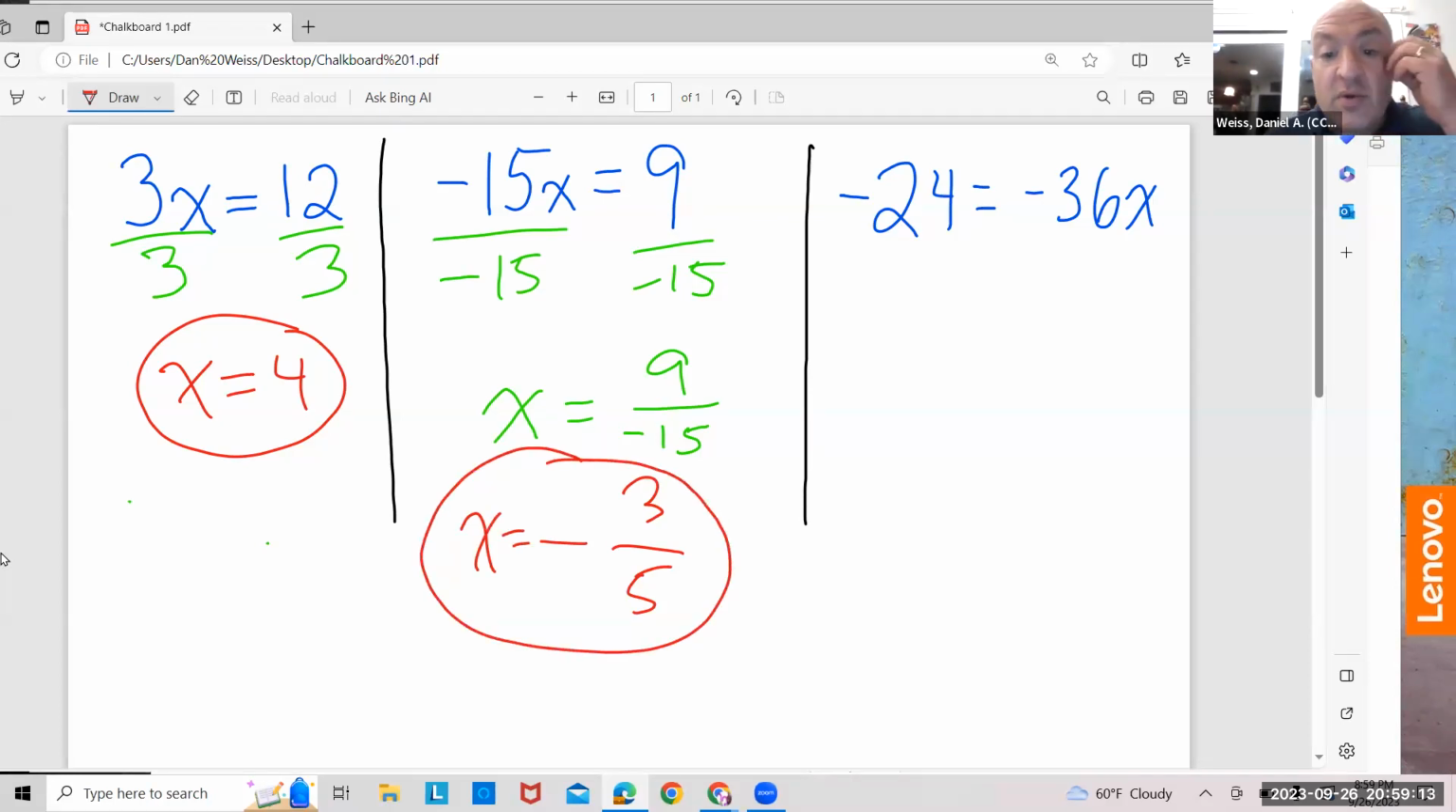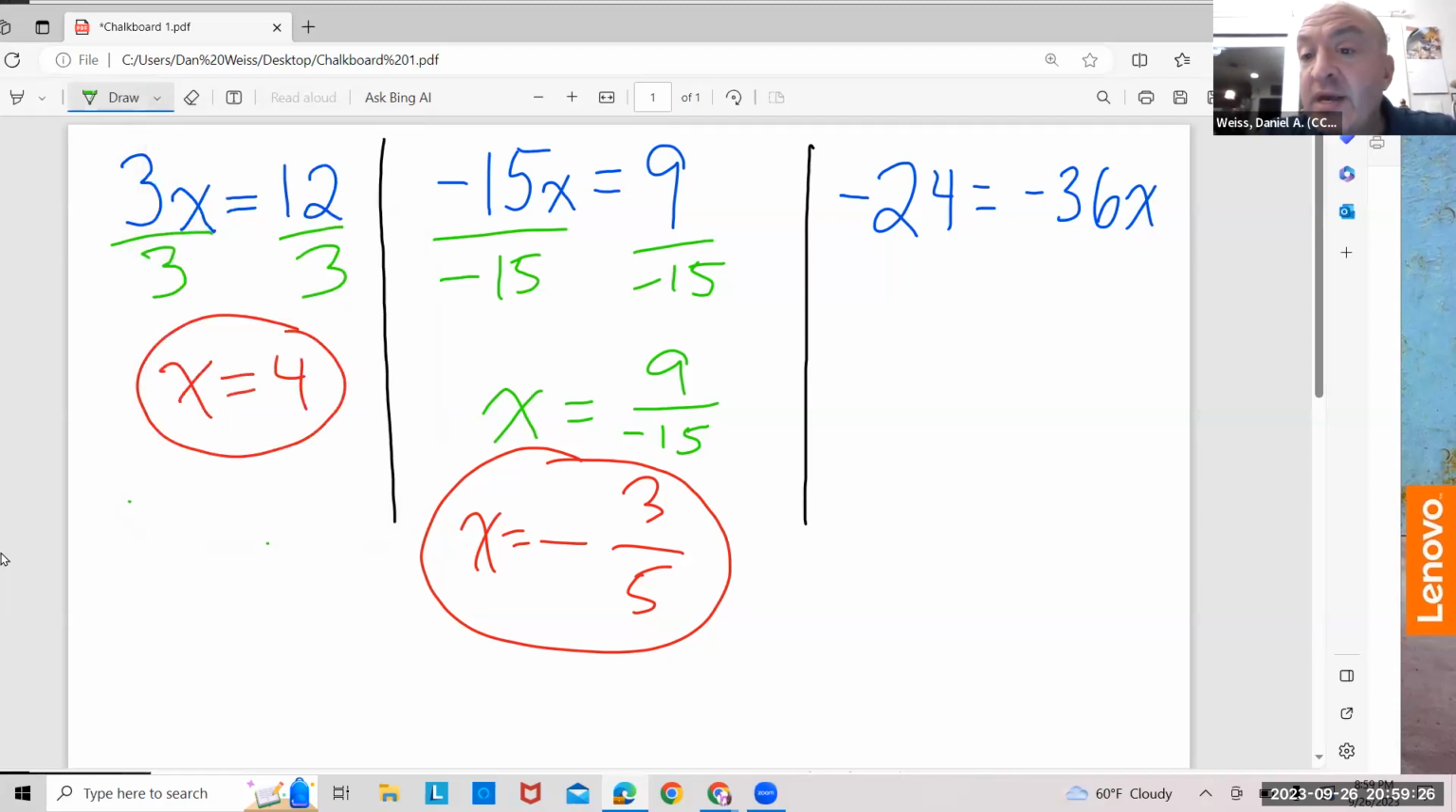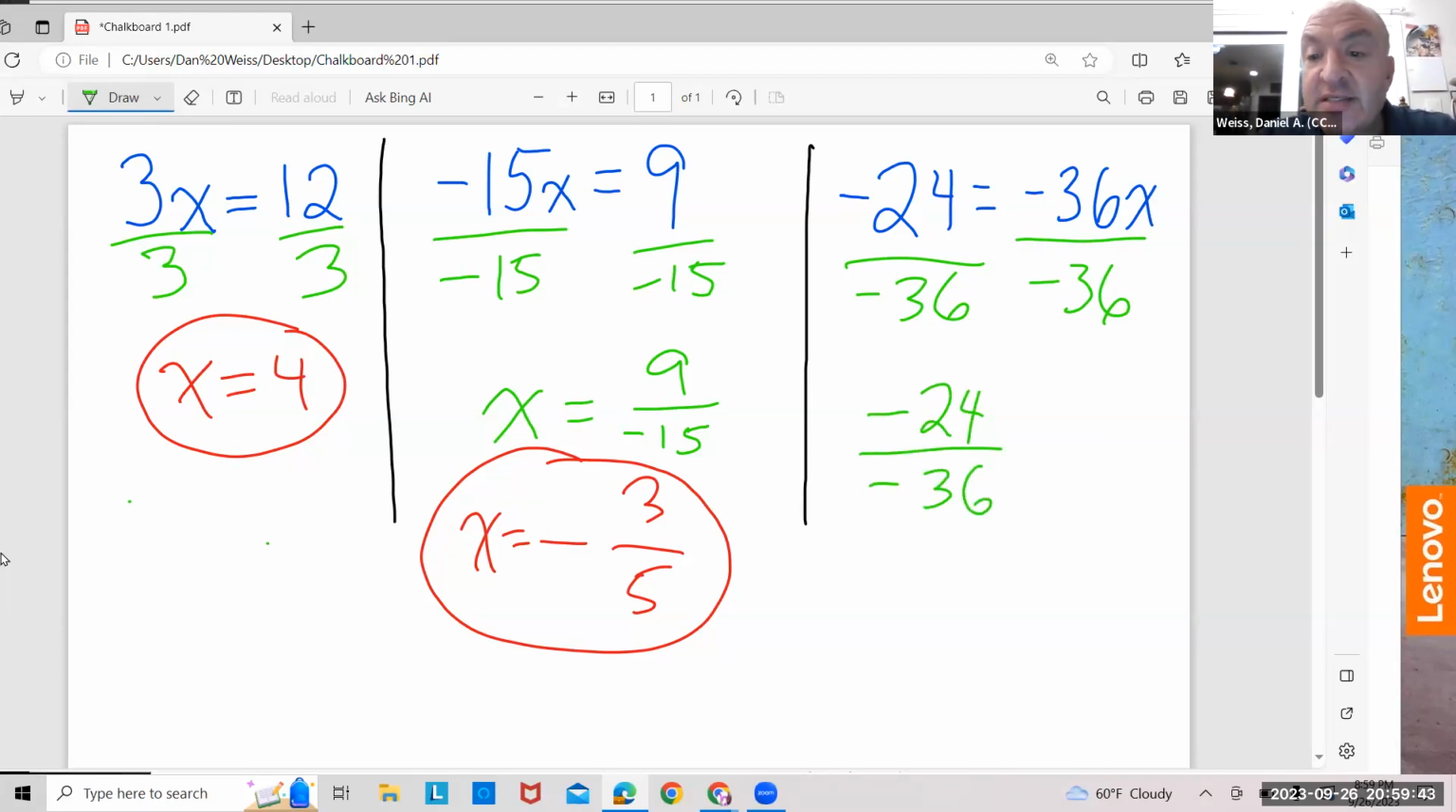Without having to do any figuring yourself, the calculator will do it for you. So let's look here. What are you going to divide by? Oh, look, the x is on the right-hand side. Divide by the number next to the letter. You're going to divide by negative 36. Look, you have a negative over a negative. You're going to have negative 24 over negative 36.